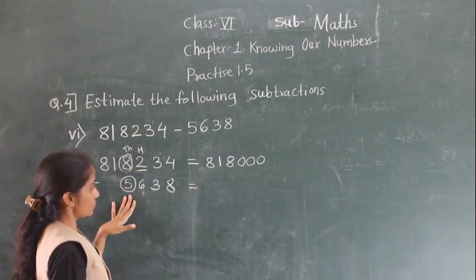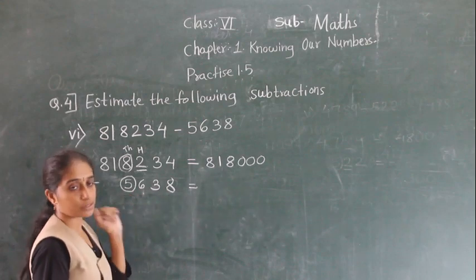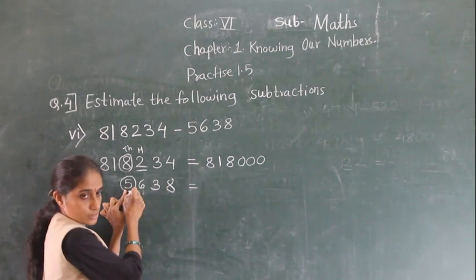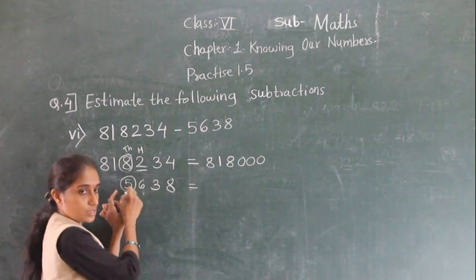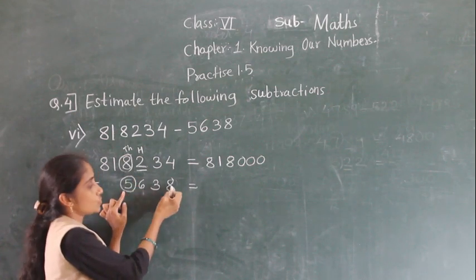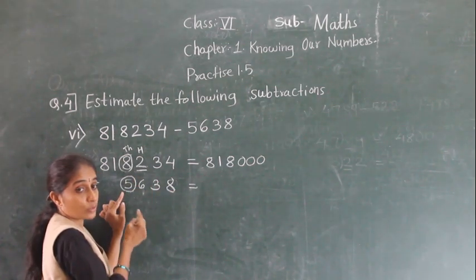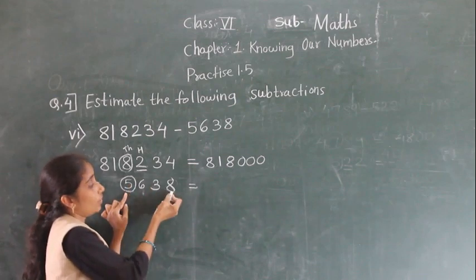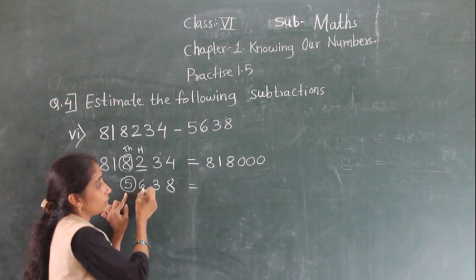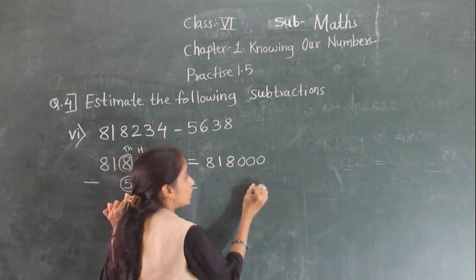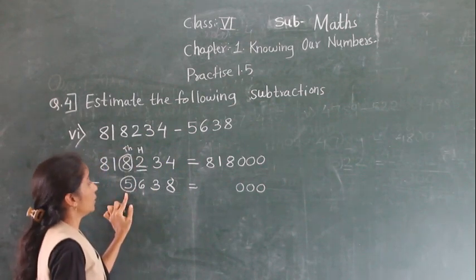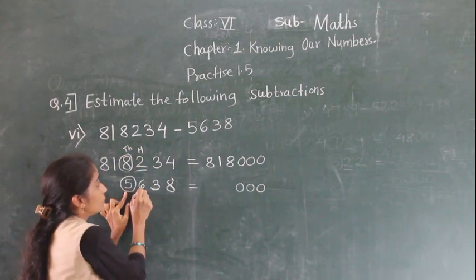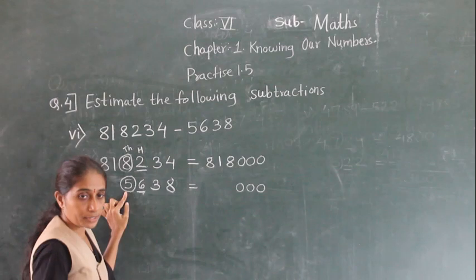Okay. Now see 5,630. Means this place we are going to round off. So which place are we going to round off? Thousands place we are going to round off. 1, 2, 3. So 3 zeros. Okay. Now check the digit from hundreds place.